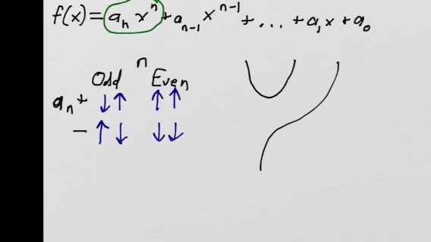So that will conclude this video. In the next video, we're going to talk about the behavior of a polynomial where we have an x-intercept or a 0.